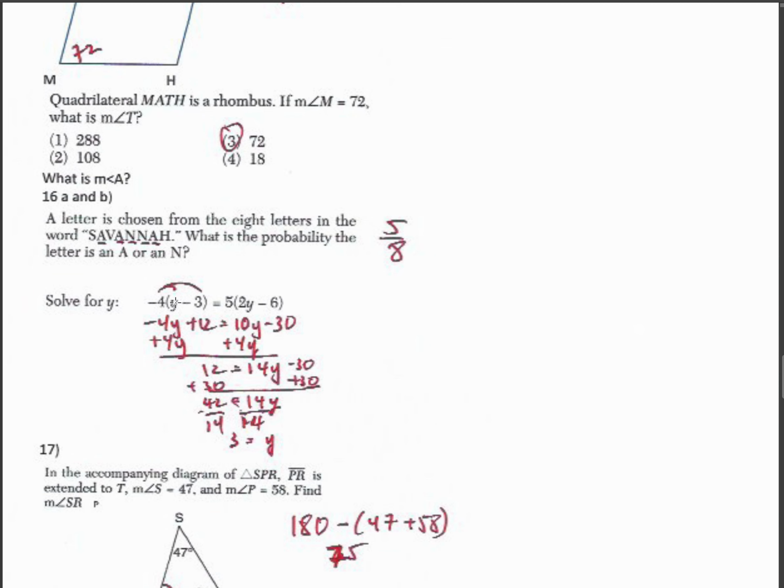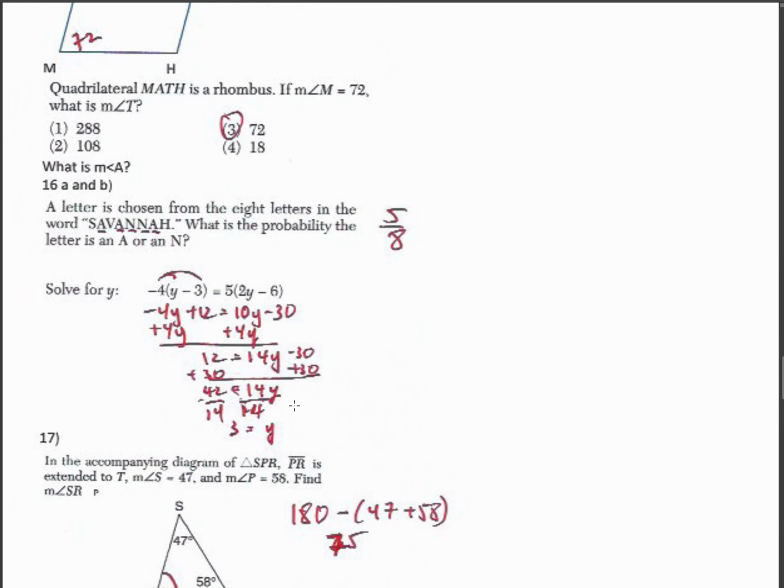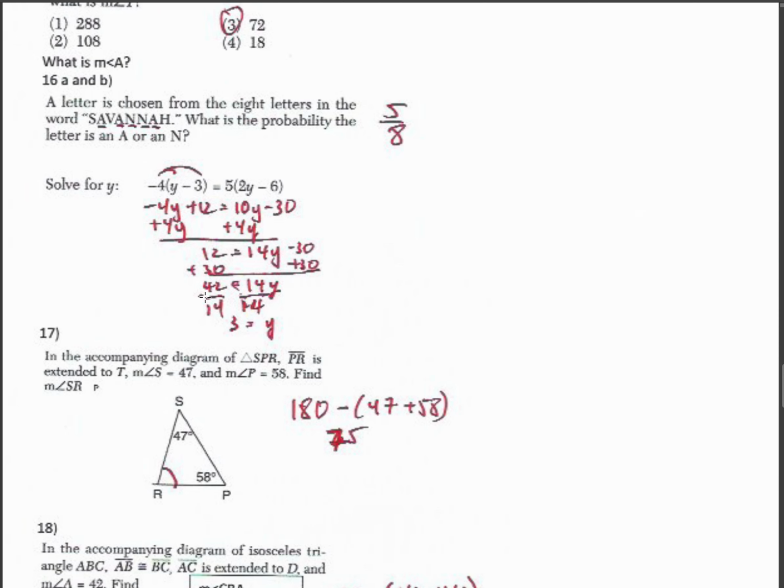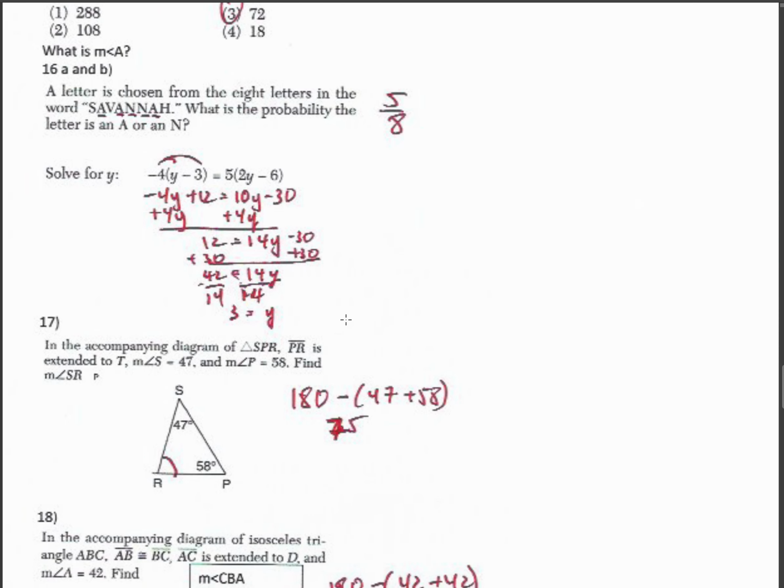Solve for y, very similar to what we started with today. Distributing the -4y plus 12, because -4 times -3 is a positive 12, equals 10y minus 30. Start with the smallest number of y's. Adding 4 y's to both sides, I get 12 equals 14y minus 30. Adding the 30 to both sides, 42 is 14y, dividing by 14, and I get y is 3. That's just an errant mark by the 42. That's not a negative sign.